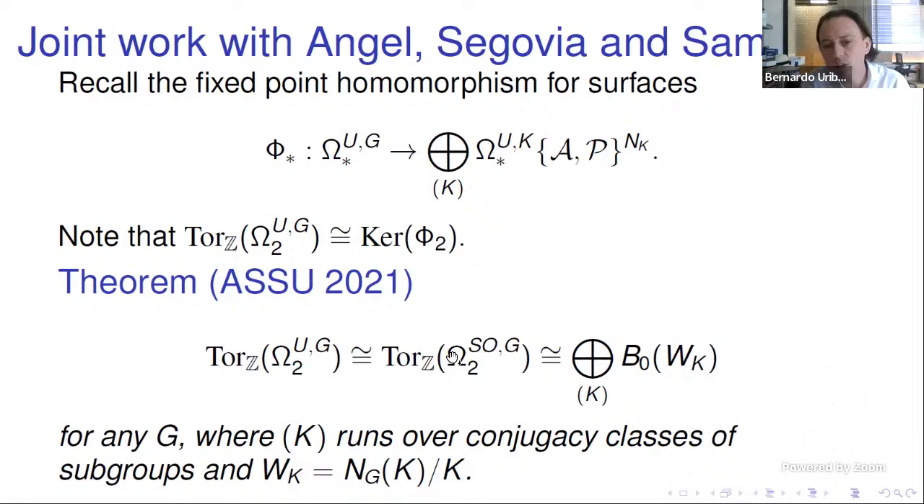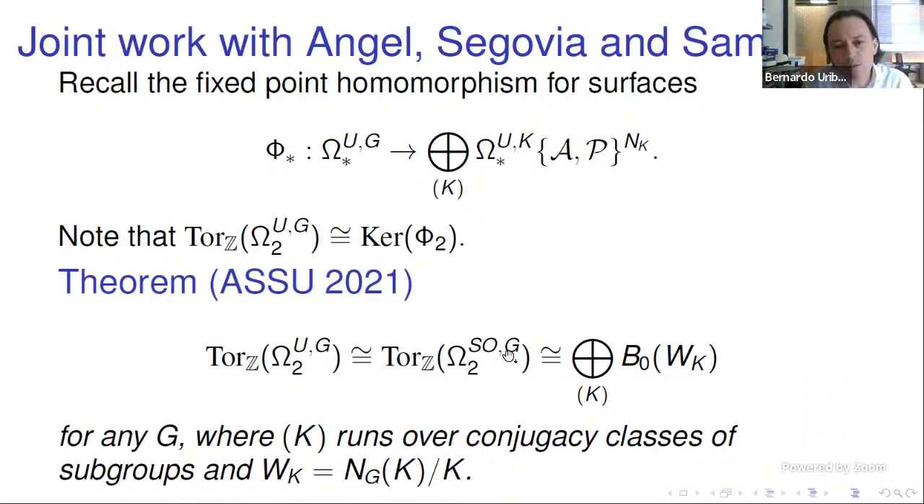And it turns out there is a lot of torsion, and the torsion depends on the Bogomolov multipliers, or the Bogomolov groups, of the Weyl groups of the subgroups. Namely, you take the sum over all conjugacy classes of subgroups and construct the Weyl group. Take a normalizer, divide by the group. And you just simply need to add over all the Bogomolovs. Why? Because these are the ones that you cannot somehow fill.